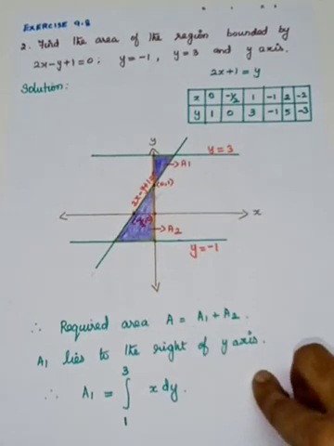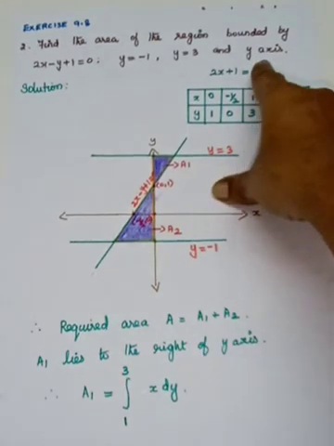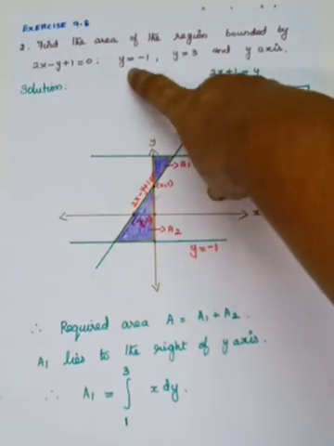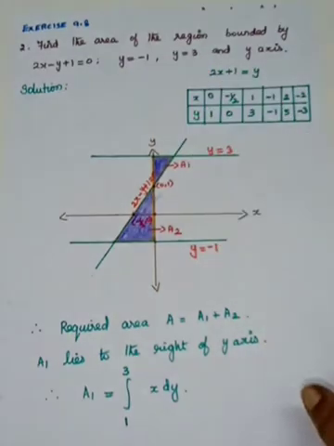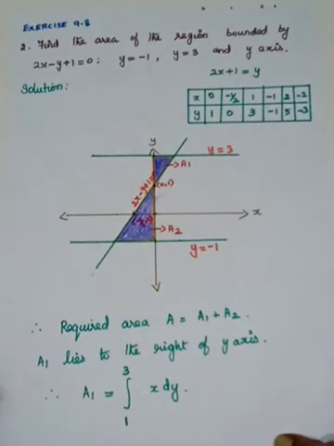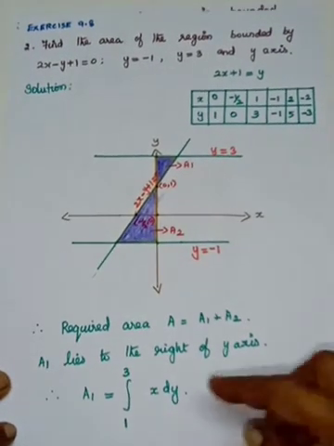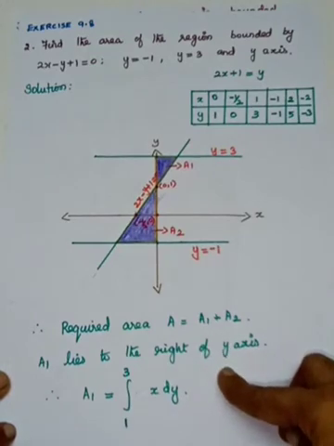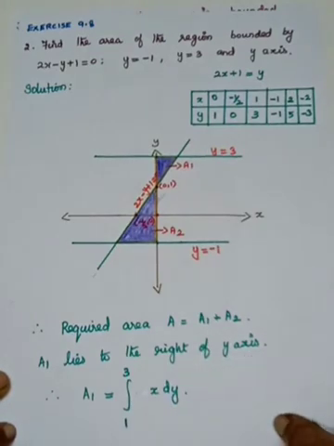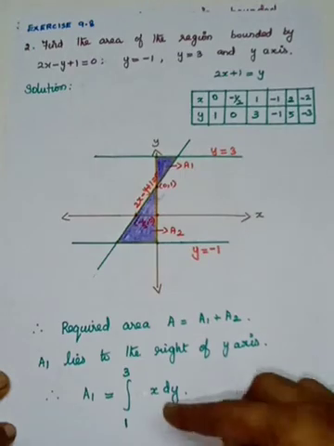Why does the y-axis have to be chosen? It is given. The lines vary from y = -1 to y = 3, so you have to choose the y-axis. With the y-axis, you have to check whether it is right or left. A1 lies to the right of the y-axis, so it is positive. So integral 1 to 3 x dy.